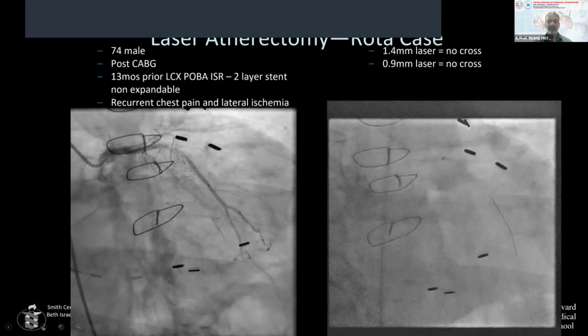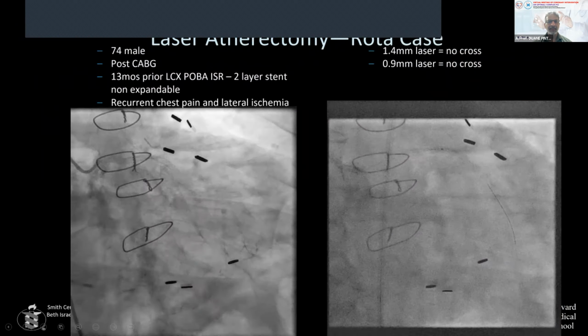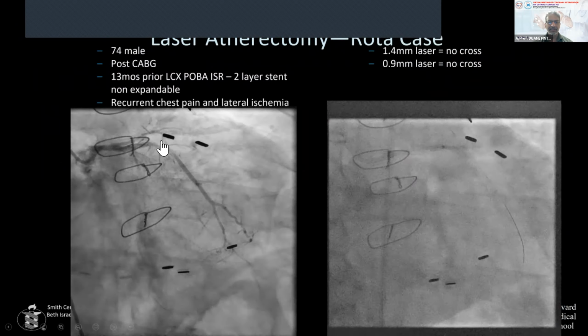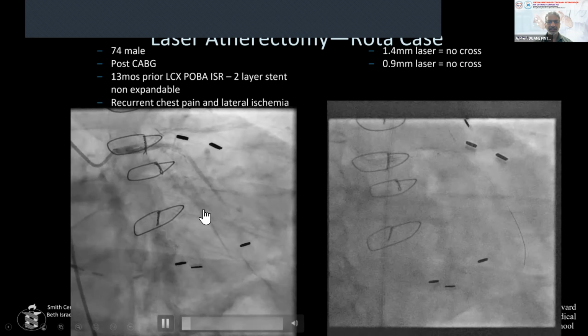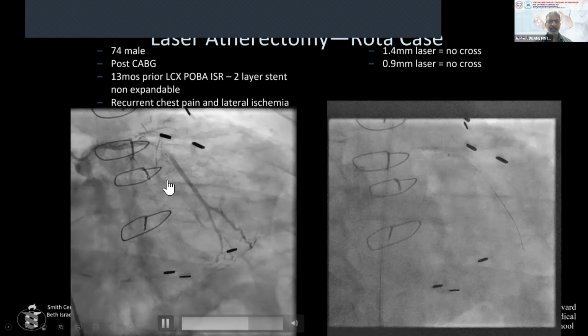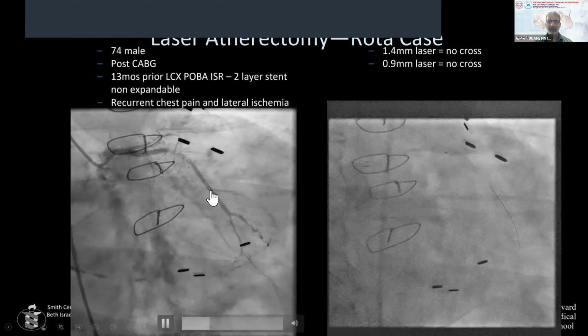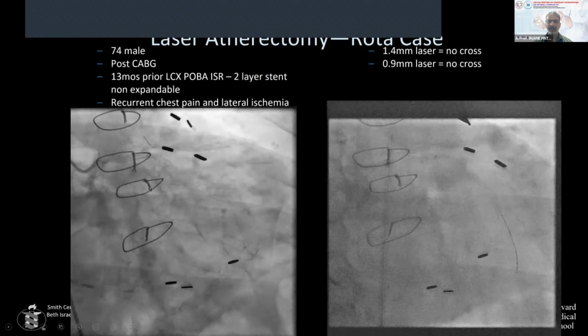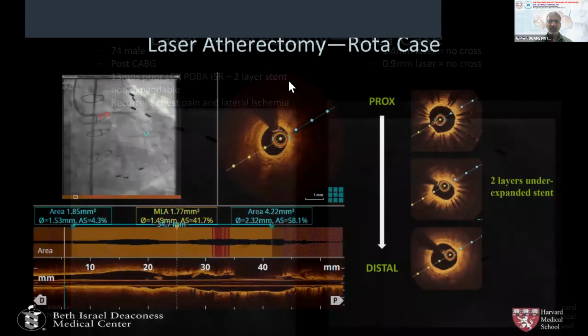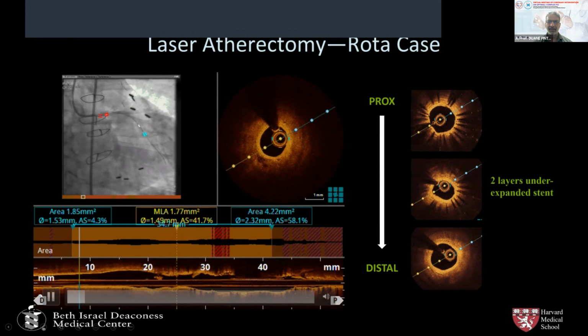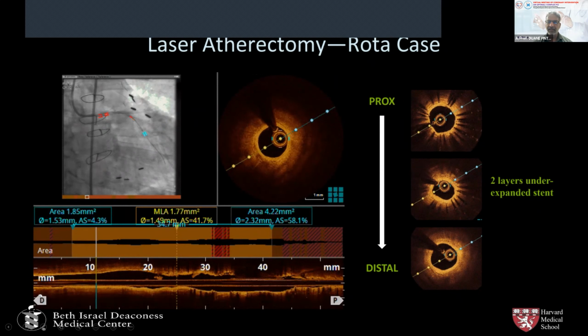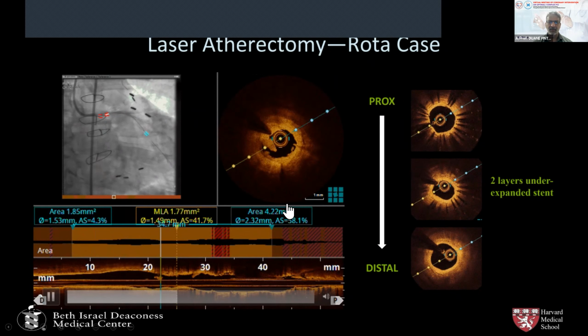Here's a laser atherectomy case with rotational atherectomy. It's a post-bypass patient where you can see this very severe circumflex restenosis lesion with 2 layers of stent that were non-expandable. It had recurrent chest pain and lateral ischemia. The small lasers and the larger laser would not cross. So ROTA was performed initially. Here's the OCT demonstrating 2 layers of underexpanded stent, and you can make out some thrombus as well as neointimal proliferation.